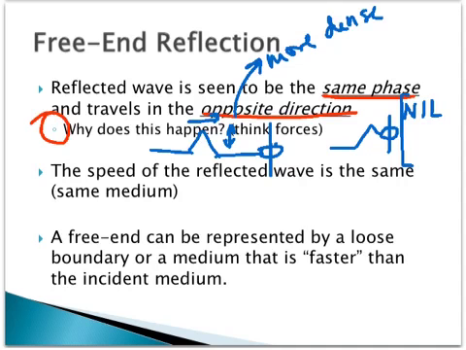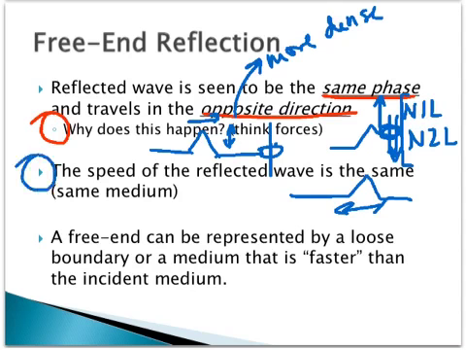And then once this hits, since it's able to move, it's going to pull this free end up, meaning it's going to accelerate this up. When it gets to this point, the particles are going to come back down, and it's going to accelerate back down. So we're dealing with forces and acceleration, so it's an application of Newton's second law. The particles are going to pull up. It's less dense, so it'll move up. Then they'll pull back down, and that is what creates that same phase coming back in the opposite direction. And notice again, just like before, since we're staying within the same medium, the reflected wave is the same speed.